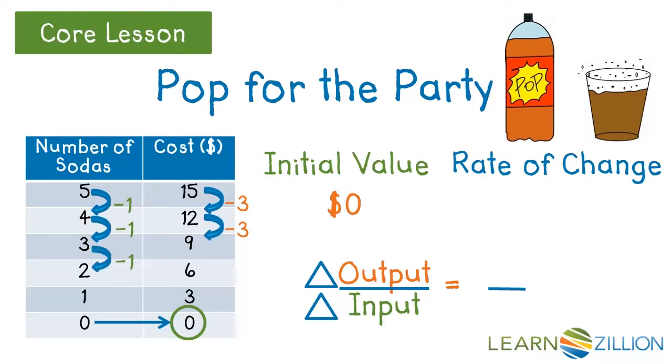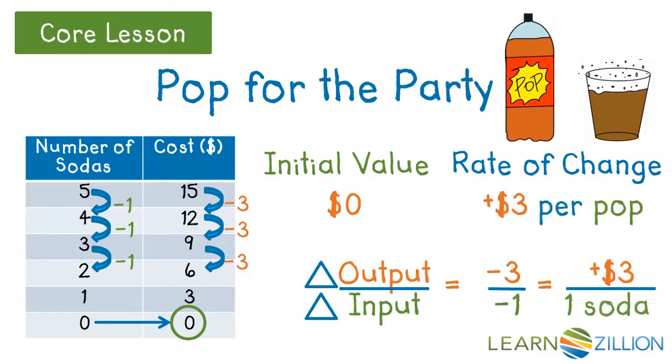Linear relationships follow a pattern, or a constant rate of change. So the output decreases 3, minus 3, when the input decreases 1, minus 1. Negative 3 divided by negative 1 is positive 3. So the rate of change is $3 per pop.